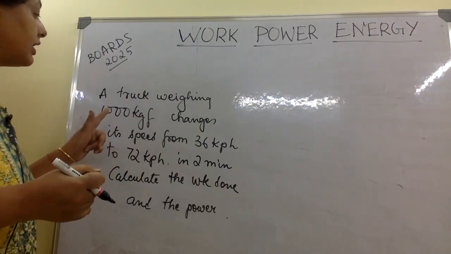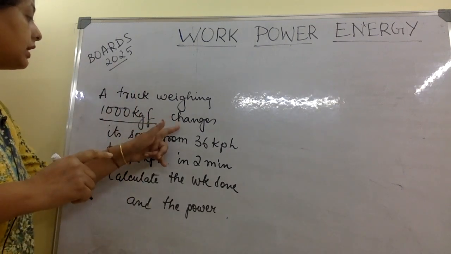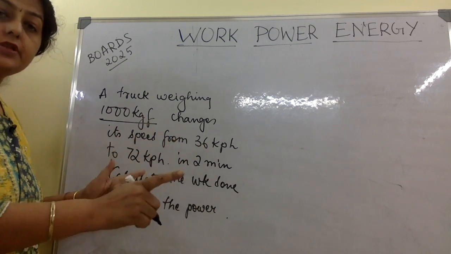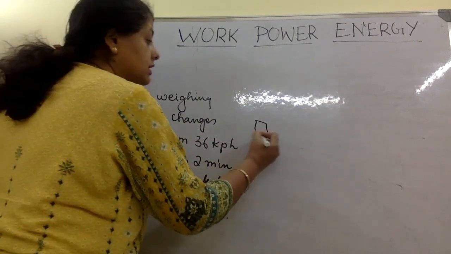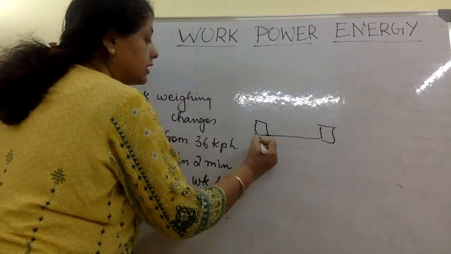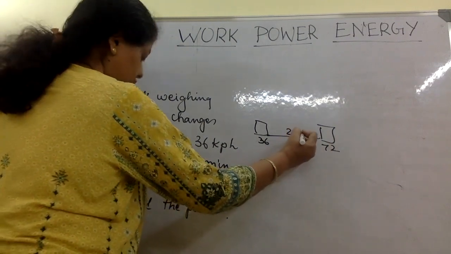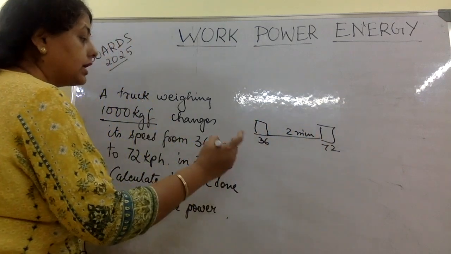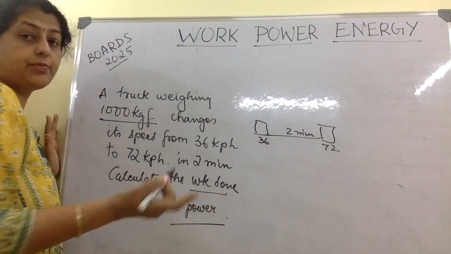Okay, here a truck weighing, the weight of the truck is given in kgf, the gravitational unit of force. It changes its speed from 36 to 72, and the time taken for this change is 2 minutes. Calculate the work done and the power. It means the truck was here, it moves here, here it was at 36, here it is at 72, and this is done in 2 minutes. How much is the work done from here to here and how much is the power?